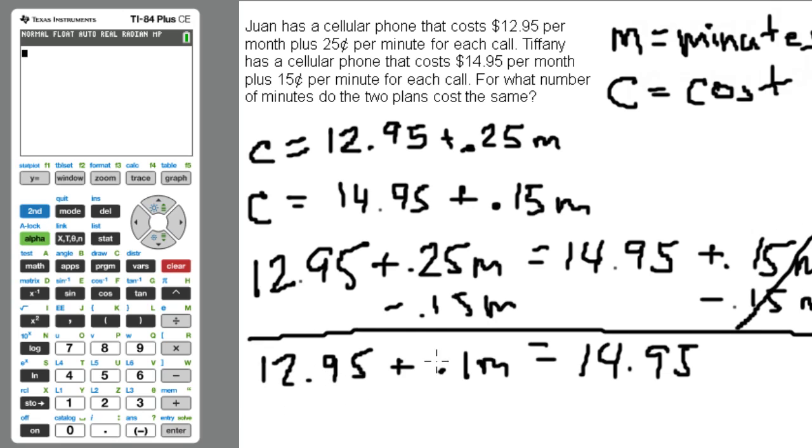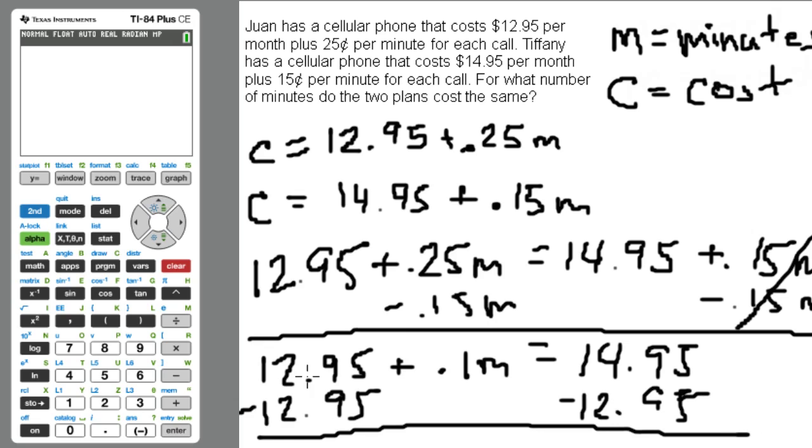And then I want to get the variables to one side. So I'm going to get rid of this 12.95 by subtracting 12.95 from both sides. And these cancel out entirely. I'm kind of running out of space here, but you can see that you get 0.1 M. And this works out nicely because 14.95 minus 12.95 is just 2. So you have 0.1 M equals 2.